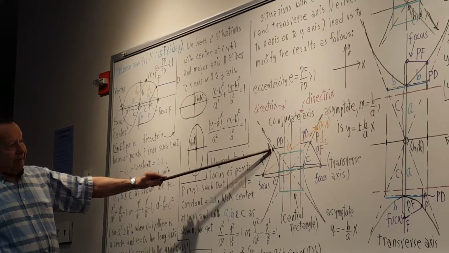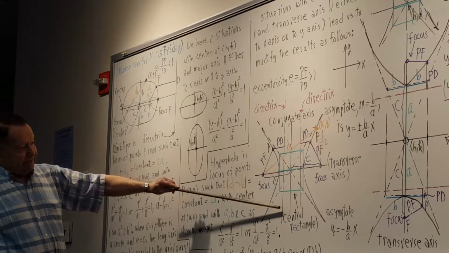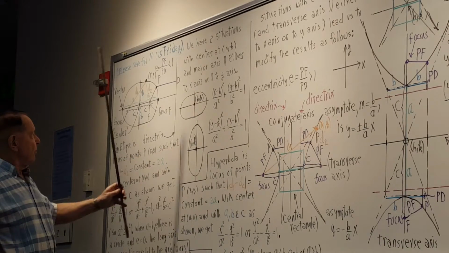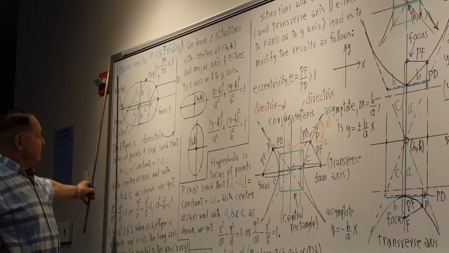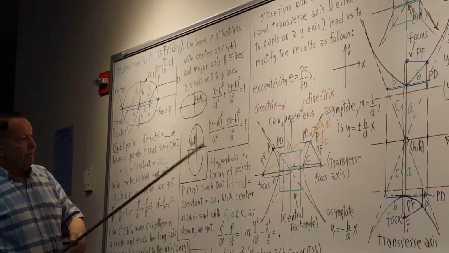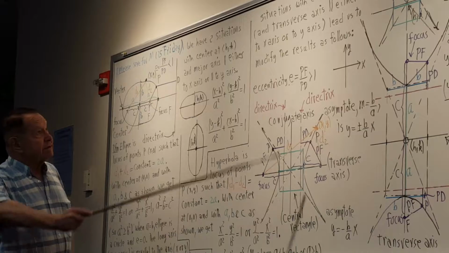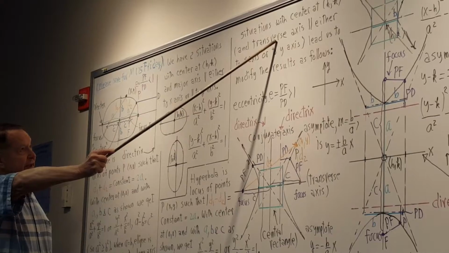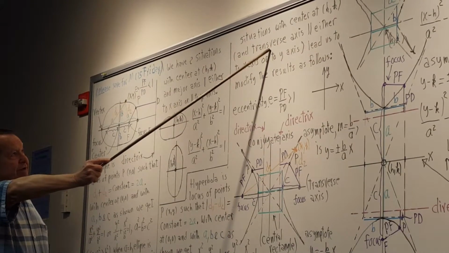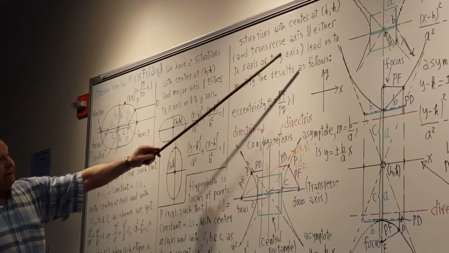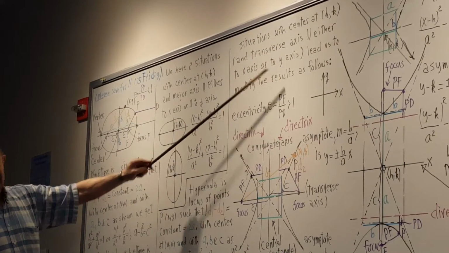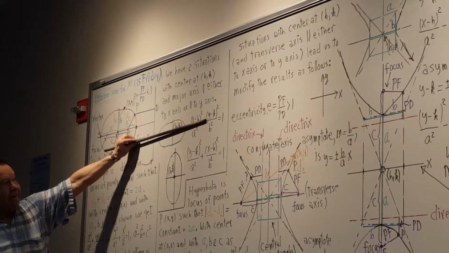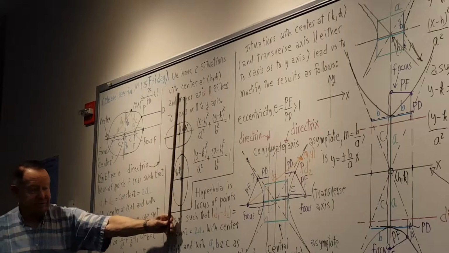You also have the same thing here with this directrix. See, there are two of them for either the hyperbola or for the ellipse. I just didn't get the other one drawn over there. So then we can have the situation where the center is at HK. And again, we're thinking transverse axis is parallel either to the x-axis or y-axis. The same as here, we're thinking the major axis parallel either to the x-axis or to the y-axis.